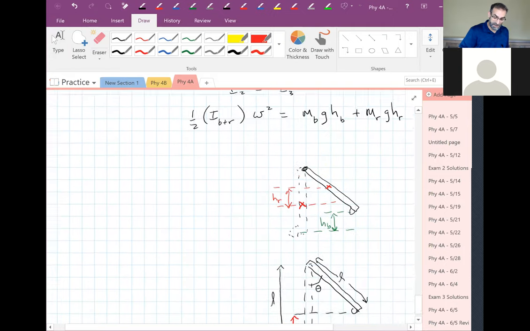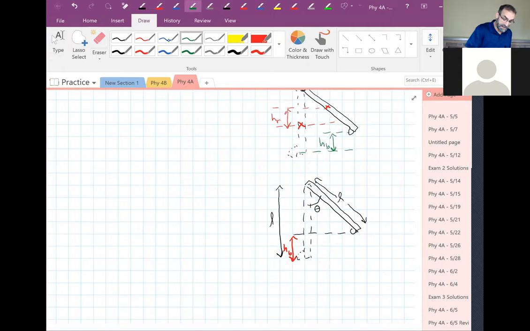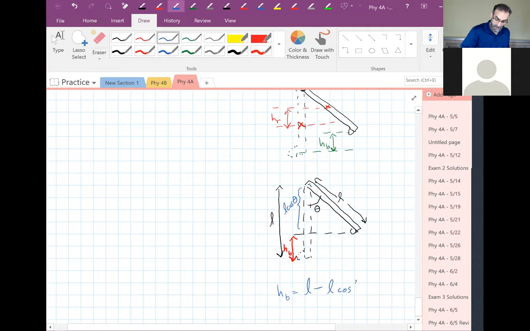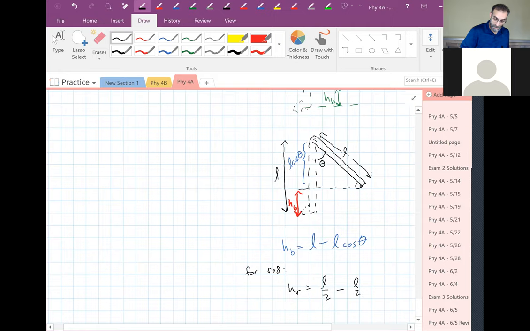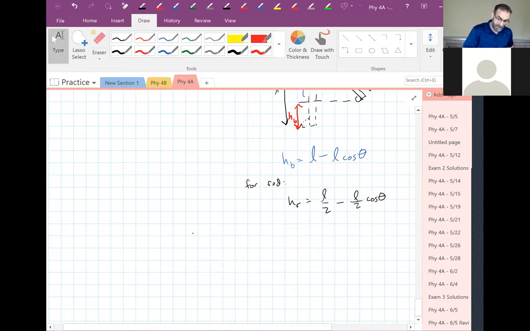The ball goes up by a certain distance. Okay. So what you can see here is that this distance is L cos theta, right? So H ball is going to be L minus L cos theta. And if you do the same thing for the rod, all the L's become L over 2's. So you substitute those in and you solve for theta.